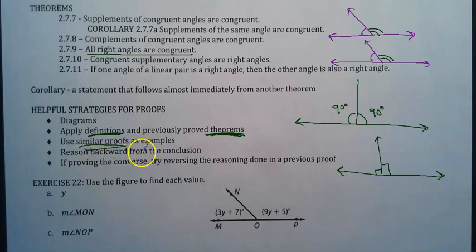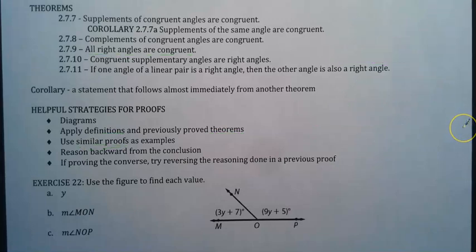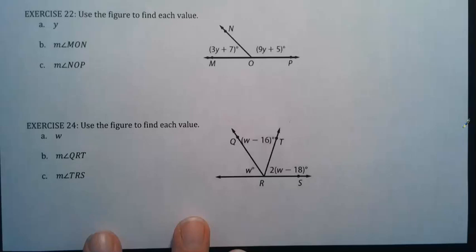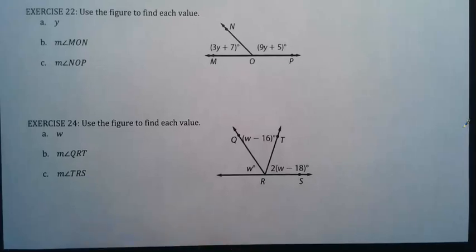Reasoning or working backward from your conclusion. We talked about that before. It is wonderful to work backward. That's not a problem. Now, there will come a time when we're proving the converse. If we're proving the converse, we're going to try reversing the reasoning done in a previous proof, but we'll get there. There were no examples in the book for these, so I pulled out a couple of exercises so we can use some of these theorems.